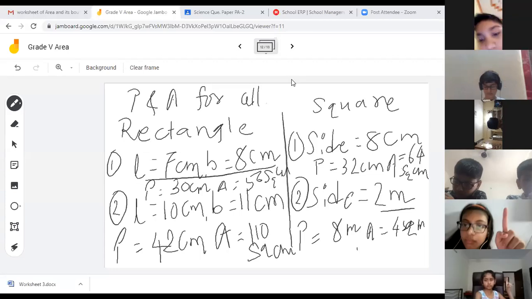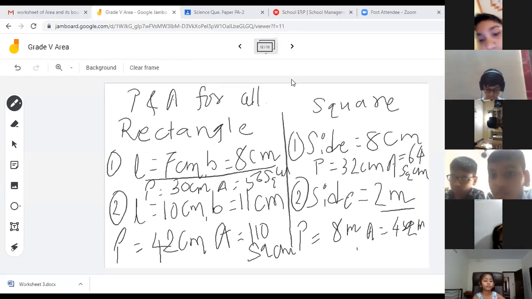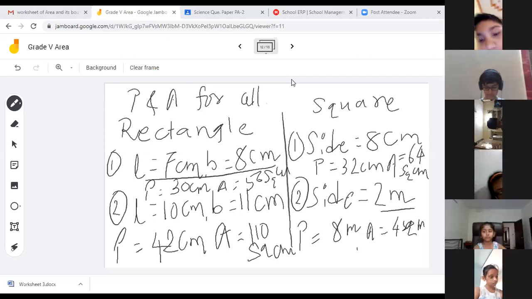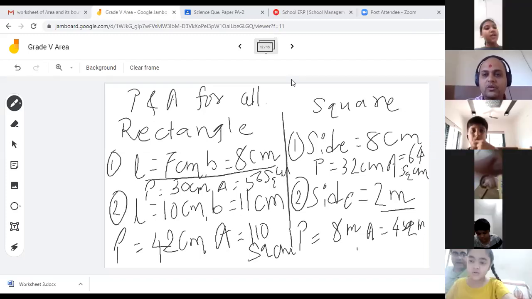Sir, in the second one, in area, I did 10 multiplied by 12. Why did you take 12? Because I wrote breadth 12 centimeters here. Okay, then the answer will change. Yes, then the answer will change. That is correct. Okay, no problems.